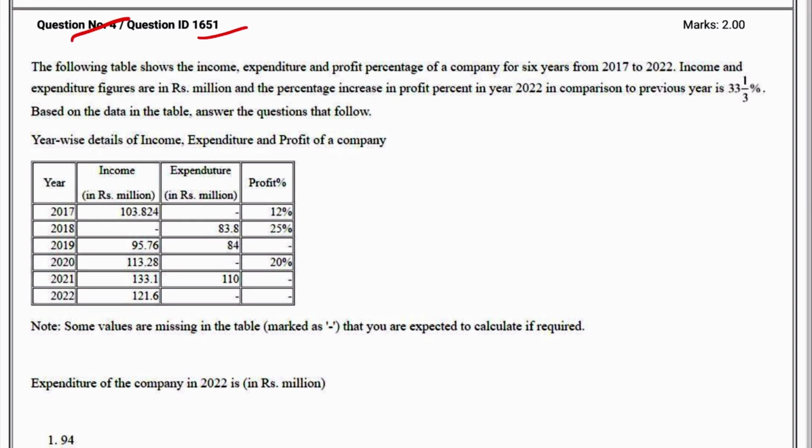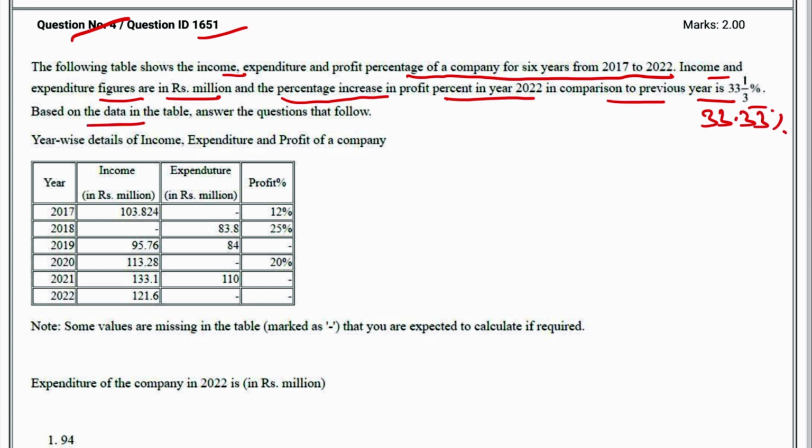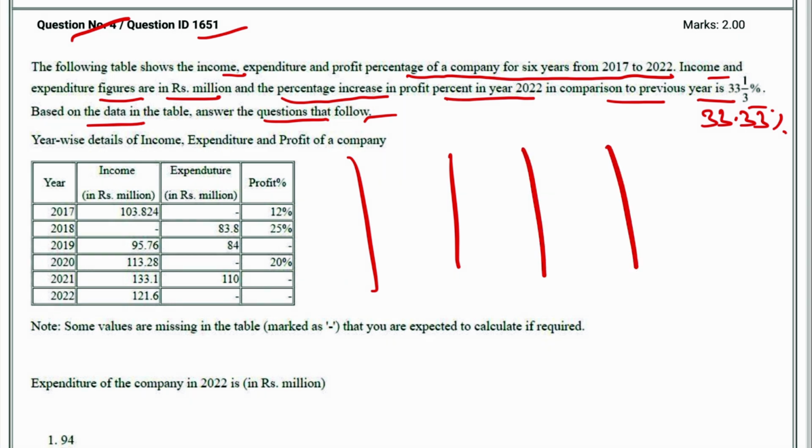Question number 51. The following table shows the income, expenditure, profit percentage of a company for 6 years from 17 to 22. Income and expenditure figures are in rupees million, and the percentage increase in the profit in the year 2022 in comparison to the previous year is 33.33%. Based on the data in the table, answer the following questions. So this is the data. You have to fill these blanks first. Just make a table on your rough paper.